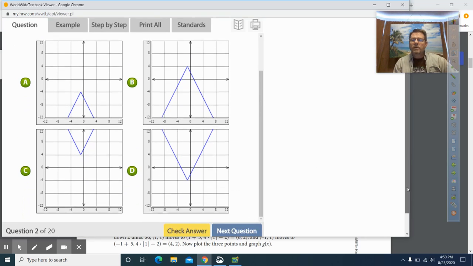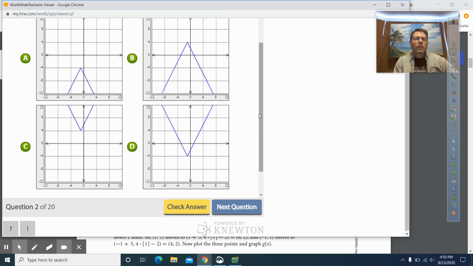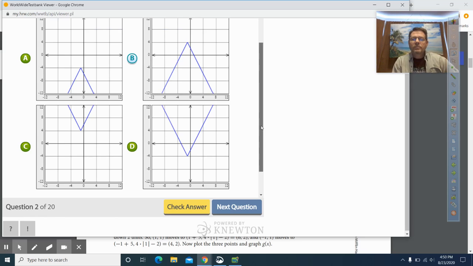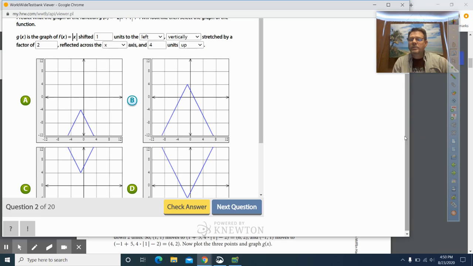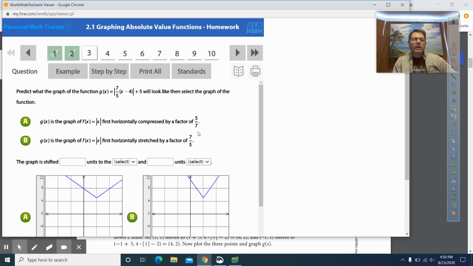See if we can get this down far enough where we can see the check answer. Uh-oh, what did we do wrong? Oh, it canceled our selection. All right, there we go. So somehow or another that got canceled out. It wasn't there when we went to hit check. Got to have that. All right, now this one's a little different.